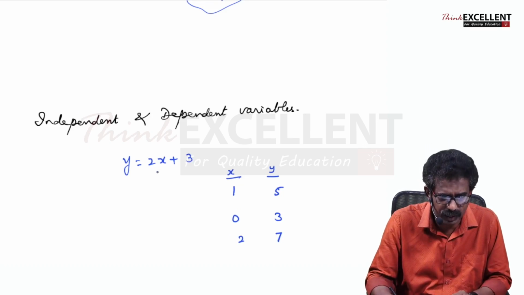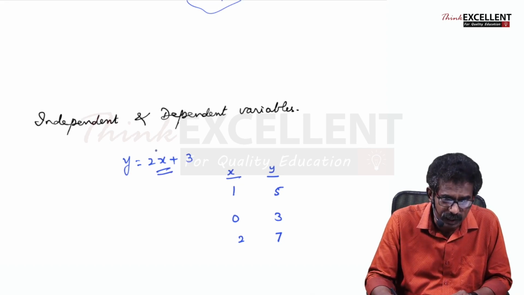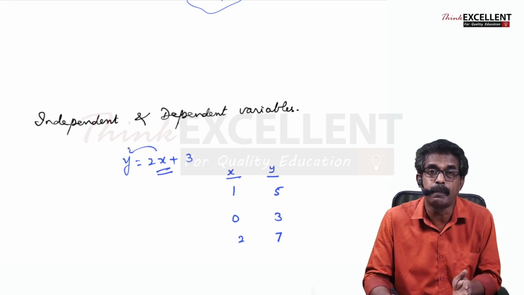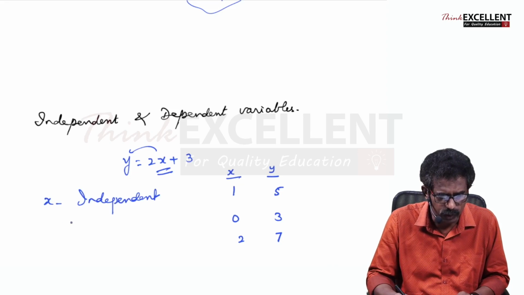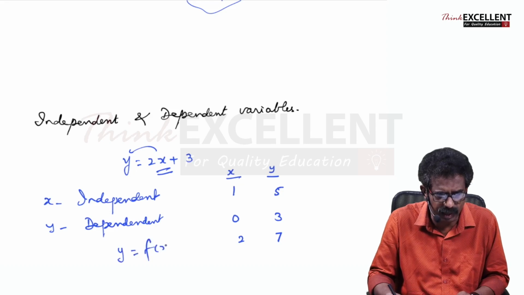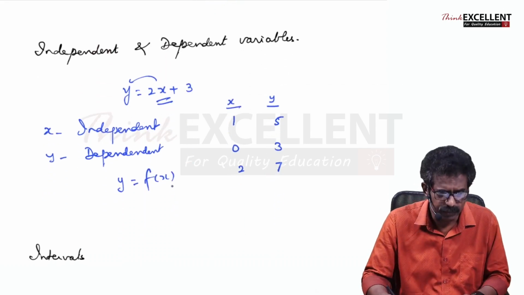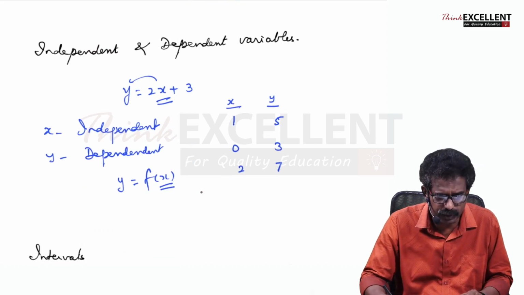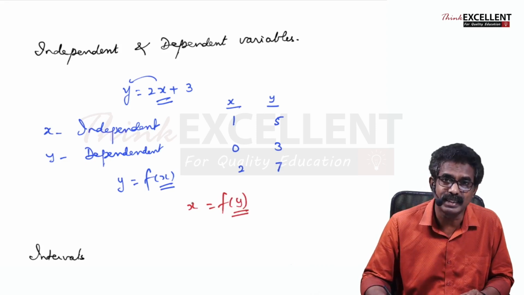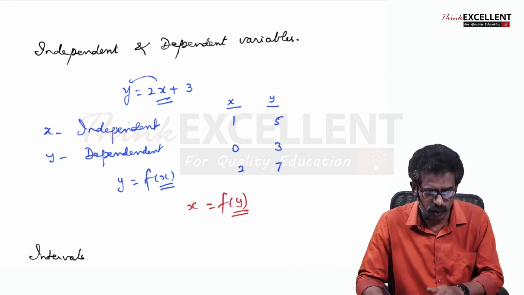So here x you can give any value, and depending on that, y changes. So y depends on x. Here x is called the independent variable and y is called the dependent variable. So when y is a function of x, x is called the independent variable and y the dependent variable. Suppose x is a function of y, then y is independent and x is dependent, because x depends on y.